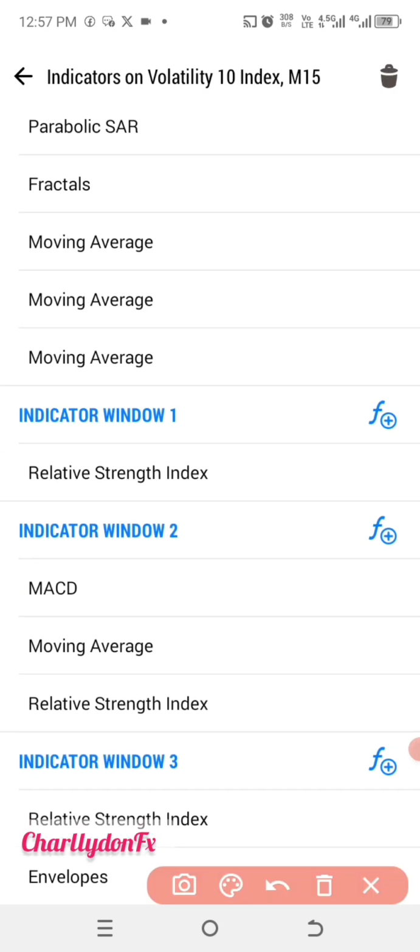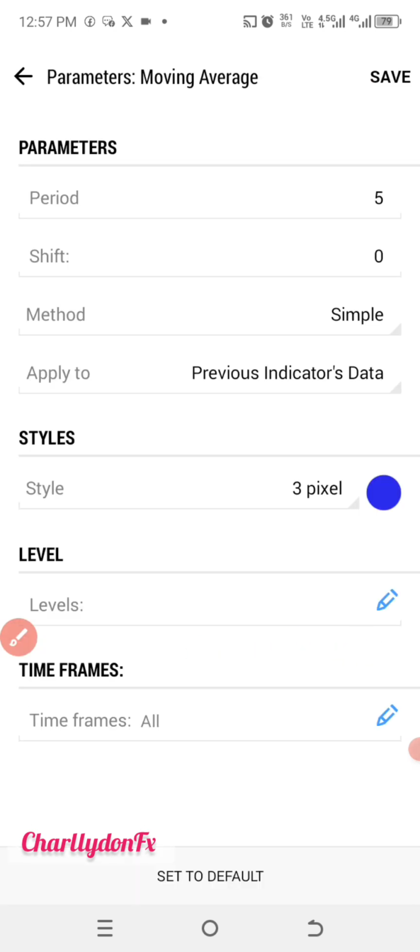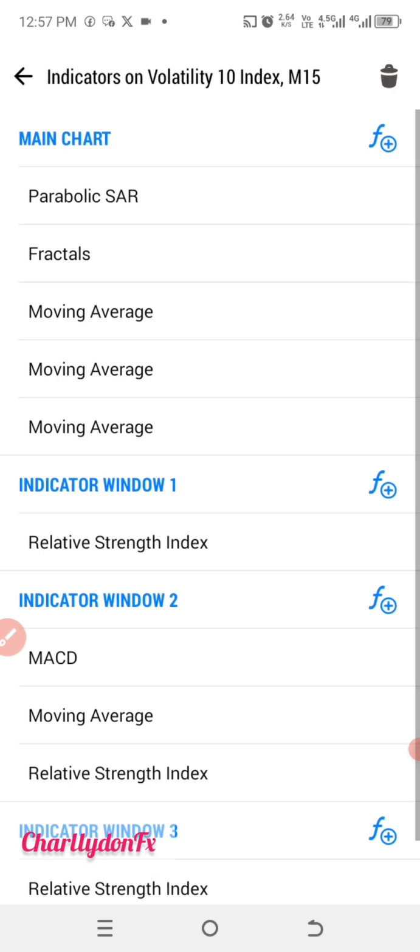In the same indicator window 2, we have our moving average. The parameters are period 5, shift 0, method simple, apply to previous indicator's data, style 3 pixel, and the color is blue, or you choose the color of your choice.